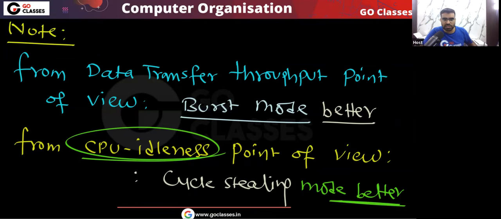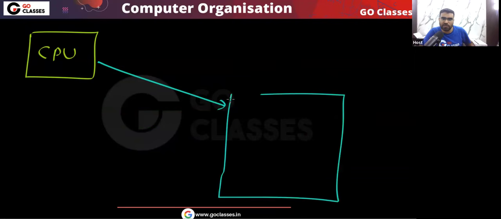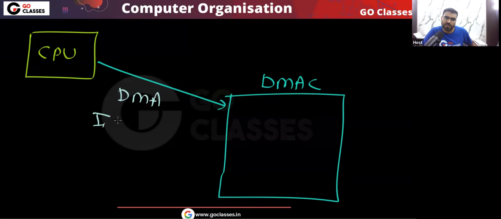I told you that when CPU is initializing, during the DMA initialization, what happens? This is the DMA. During the DMA initialization, tell me what happens. This is the DMA controller. So when the CPU does the DMA initialization, what will the CPU mention? Let me know.